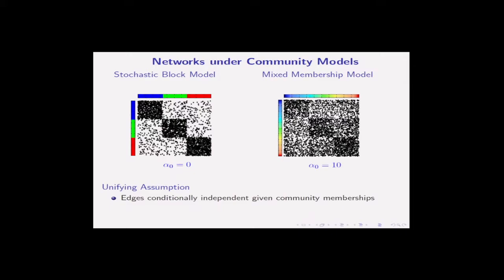But the nice unifying assumption that we will exploit is these conditional independence relationships. And that's, I would say, a running theme in many of my works, that the statistical assumptions also lead to computational tractability. So here the assumption is that the edges are all conditionally independent once I give you the community memberships. And we'll see how to exploit this.